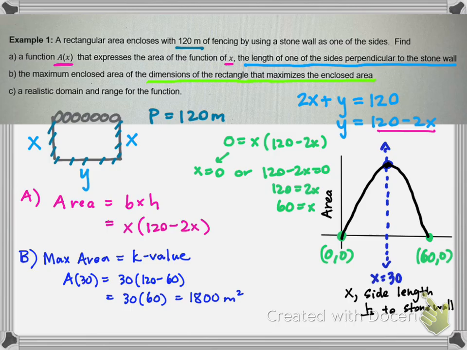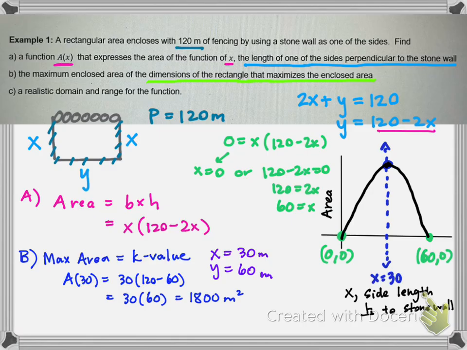I know that the X value is 30, but what's the Y value on the actual picture? So if X is 30 on one side and X is 30 on the other, that means I have 60 of the total 120 for my perimeter, so Y must be 60. So my dimensions are 30 meters by 60 meters.